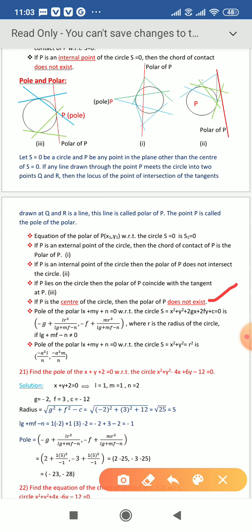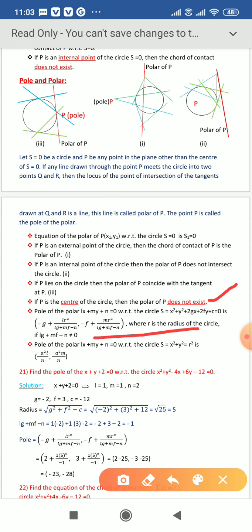Okay. Next, there is a formula to find the pole. The pole of the line Lx plus My plus n is equal to 0 with respect to the circle S is equal to 0 is (minus g plus Lr square by Lg plus Mf minus n, minus f plus Mr square by Lg plus Mf minus n), where r is the radius of the circle. Here Lg plus Mf minus n is not equal to 0. The center is (minus g, minus f).